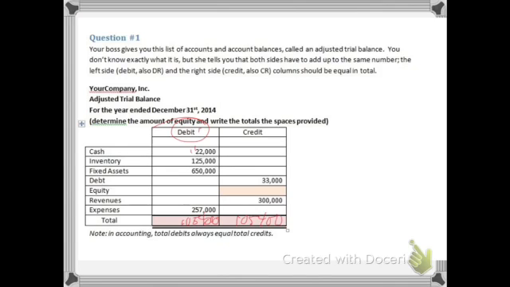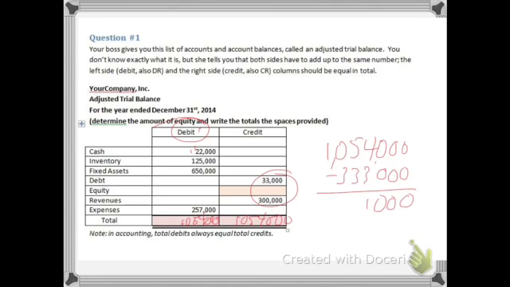105,400. This is hard on an iPad, plus my thumb is really sore from being broken. So let's see. If I have 105, oh sorry, that's 3 zeros. 1,054,000. And then the total of those two is 333,000. And I need a number to make up the difference. So 3 from 4 is 1, 3 from 5 is 2, and 3 from 10 is 7. So it looks like this is 721,000.